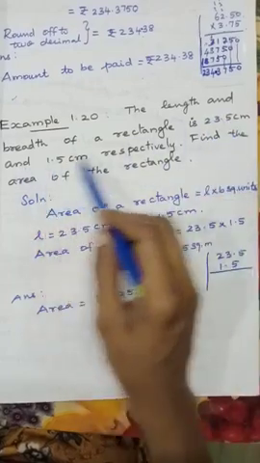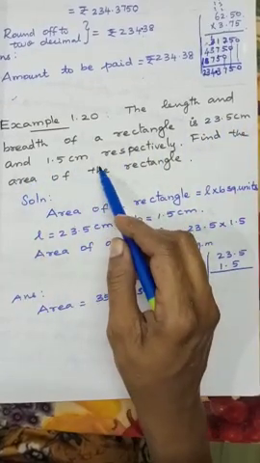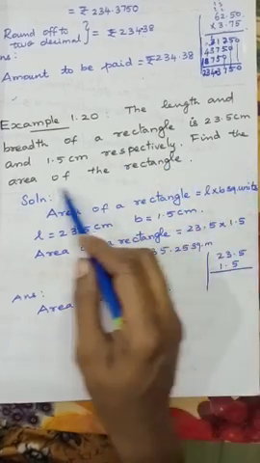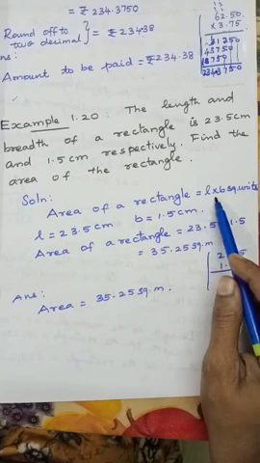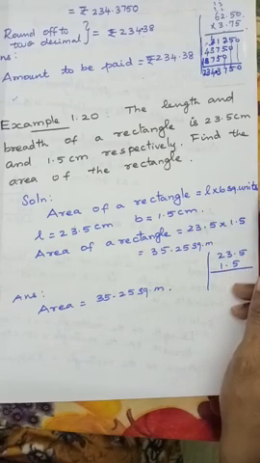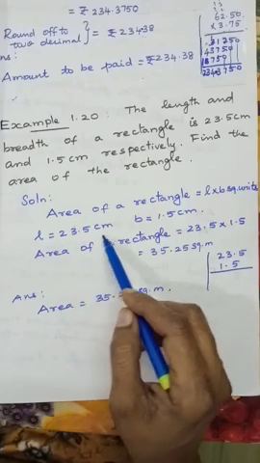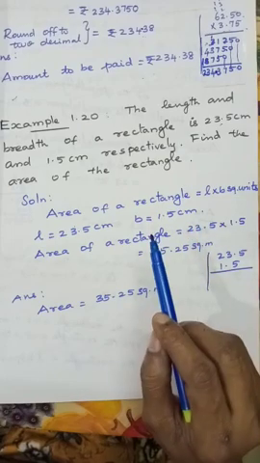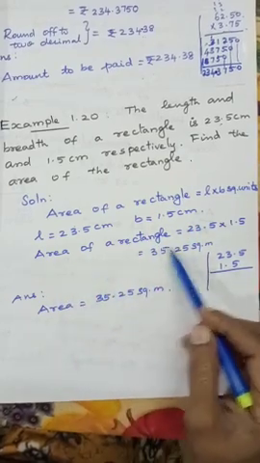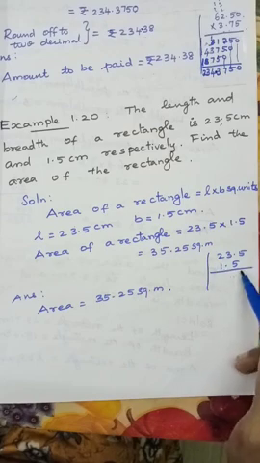Okay. Then example 1.20. The length and breadth of a rectangle is 23.5 cm and 1.5 cm respectively. Find the area of the rectangle. Area of the rectangle is equal to L into B square units. That we know, isn't it? Okay. L is equal to 23.5 cm and B is equal to 1.5 cm. Now area of rectangle is equal to L into B. That is 23.5 into 1.5.